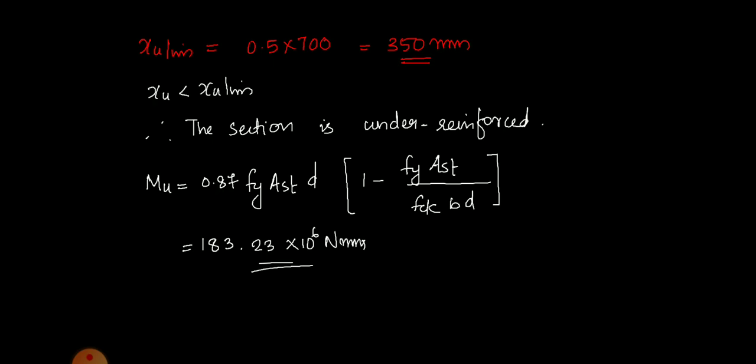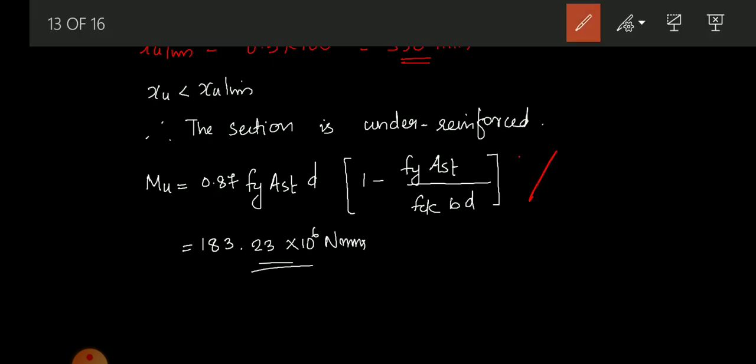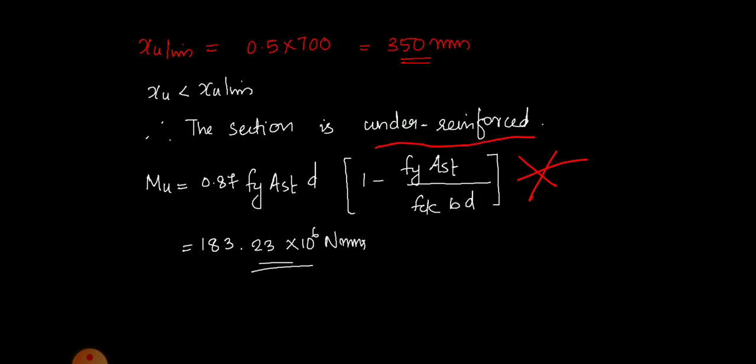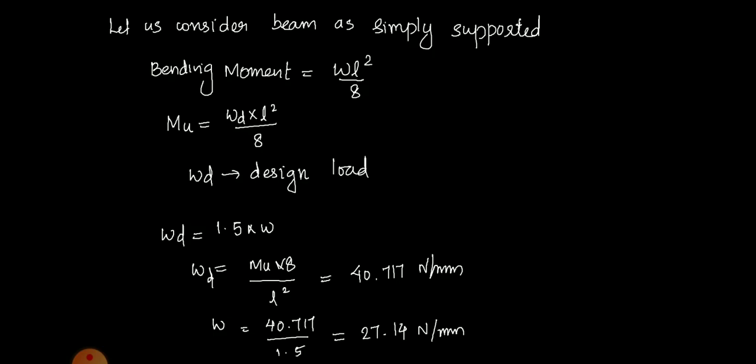Then we found that XU is less than XU limit, that means the section is under reinforced, so we can directly find out the moment. We can use the equation for moment of an under reinforced section, and we have found out the moment is equal to 183.23 into 10 to the power 6 Newton mm. Next we have to find out the load.